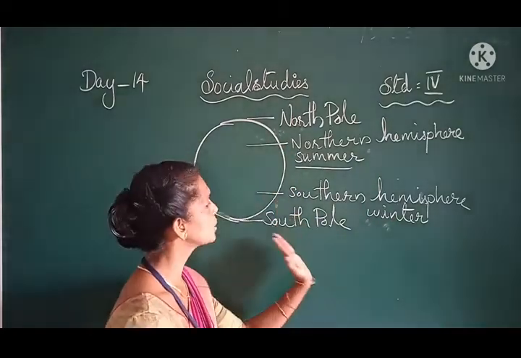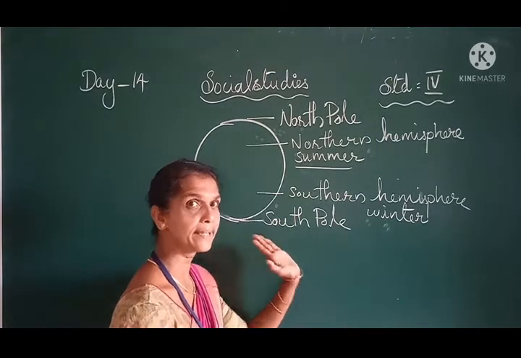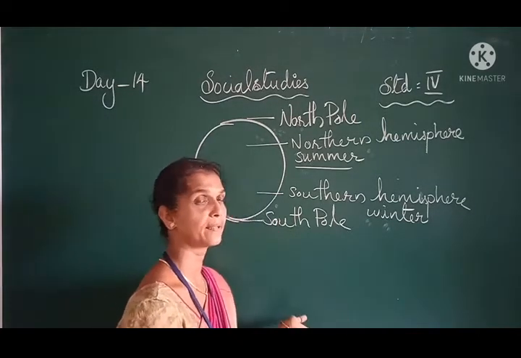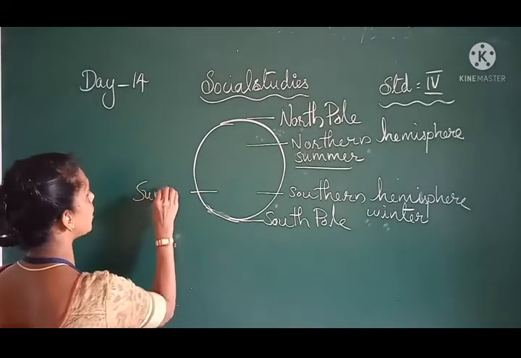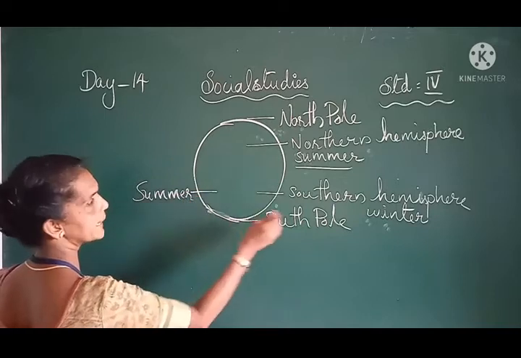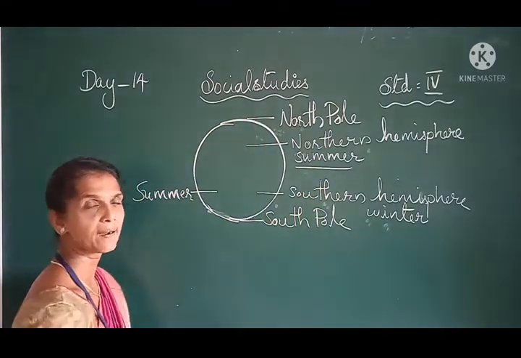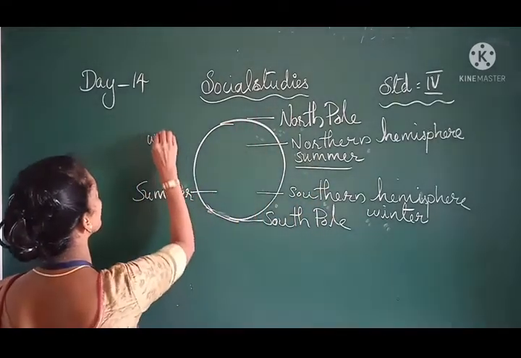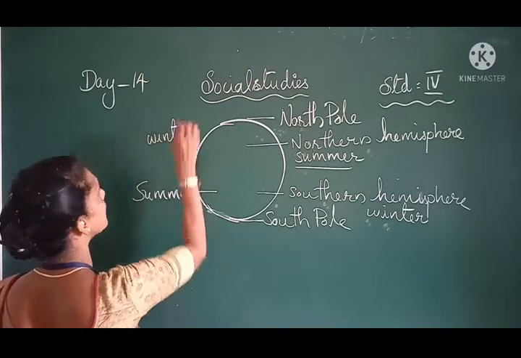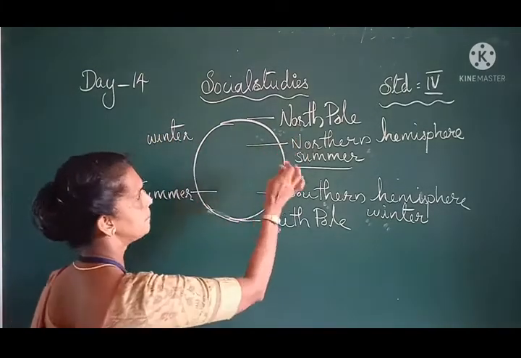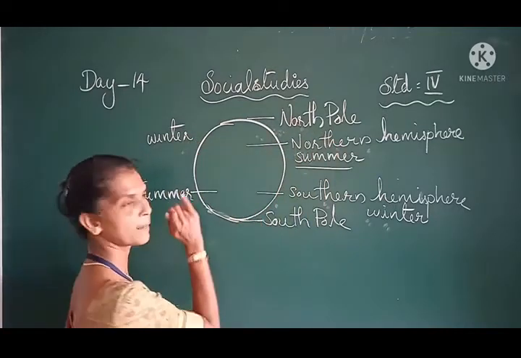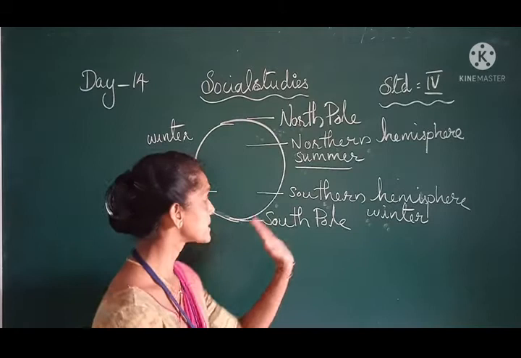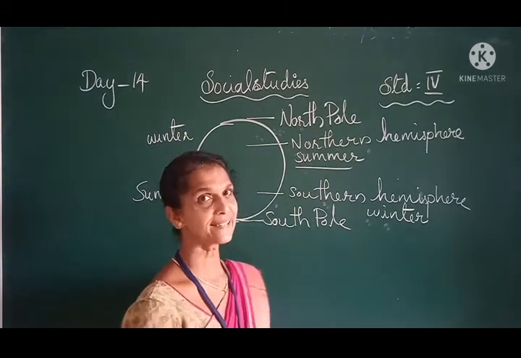Suppose the South Pole is nearer to the sun, that is, if this part comes closer to the sun, it is summer in the southern hemisphere and winter in the northern hemisphere. Okay, here in the northern there will be winter, and in the southern there will be summer, when the South Pole is nearer to the sun.